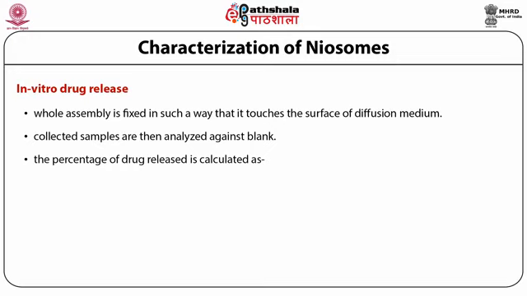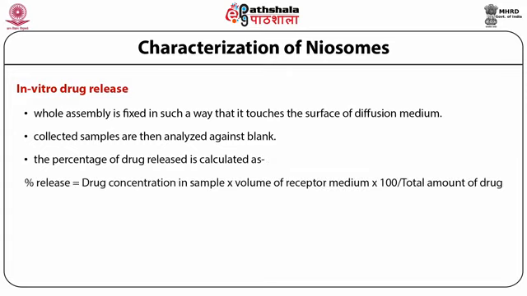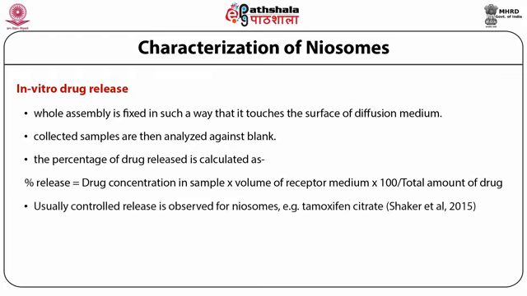The equation which is used to assess the percent drug release is given as: percent drug release is equal to drug concentration in the sample multiplied by volume of the receptor medium, whole divided by total amount of the drug. To report the results in percentage, the value is multiplied by 100. Usually, with Neosome formulations, a controlled release is observed, as reported by Shaker et al. for the drug tamoxifen.